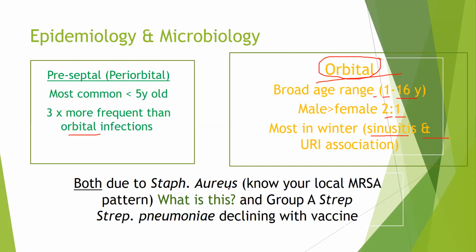They're both due to Staph aureus, so you want to know the local MRSA pattern and what medications you need to choose. So what is a local MRSA pattern? We're going to talk about that. And then also group A strep and strep pneumo, which have been declining with vaccinations.